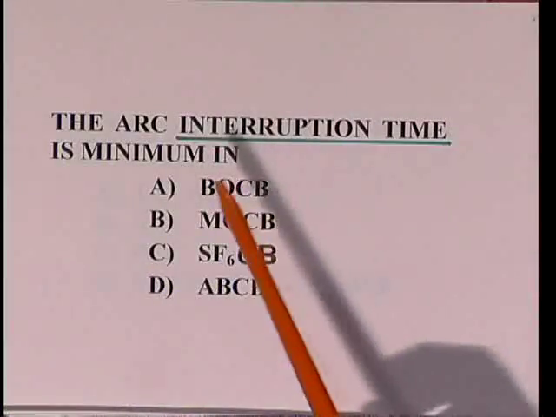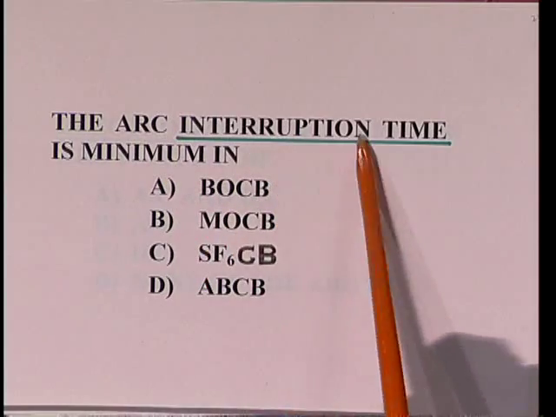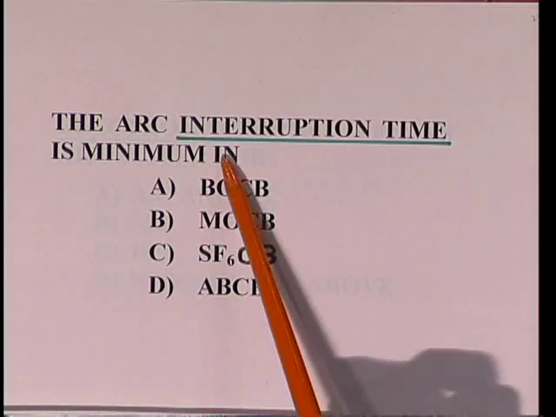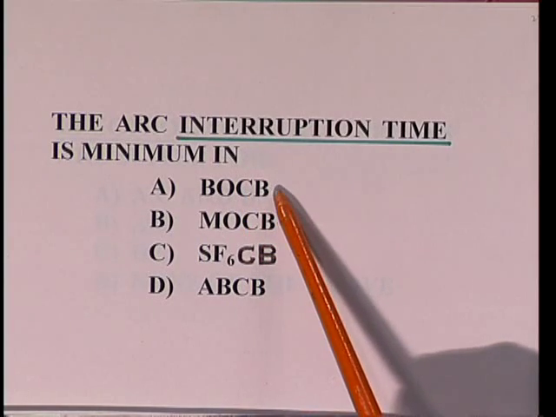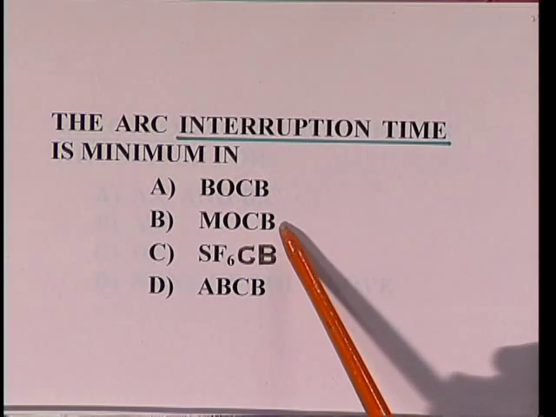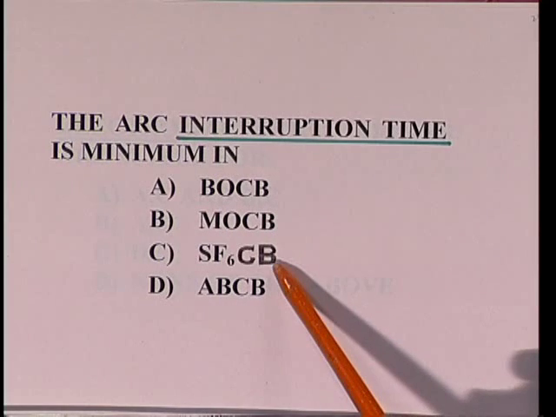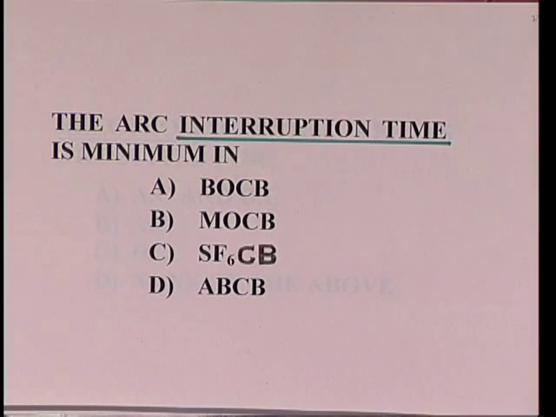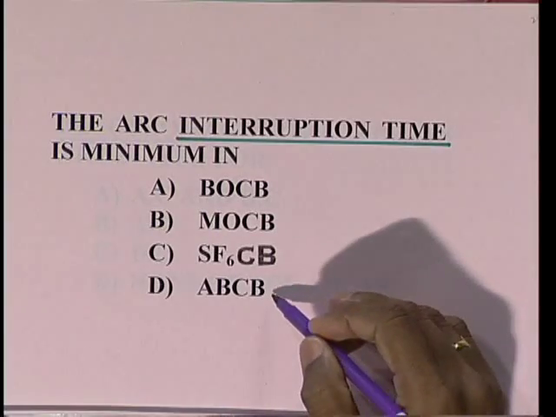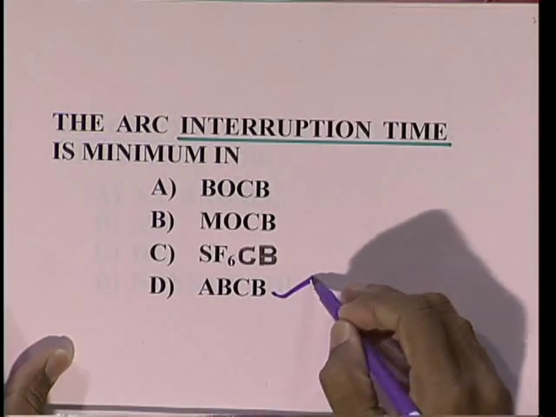And next objective question is, the arc interruption time is minimum in bulk oil circuit breaker, minimum oil circuit breaker, SF6 circuit breaker, or ABCB, that means air blast circuit breaker. The correct answer is D, air blast circuit breaker.